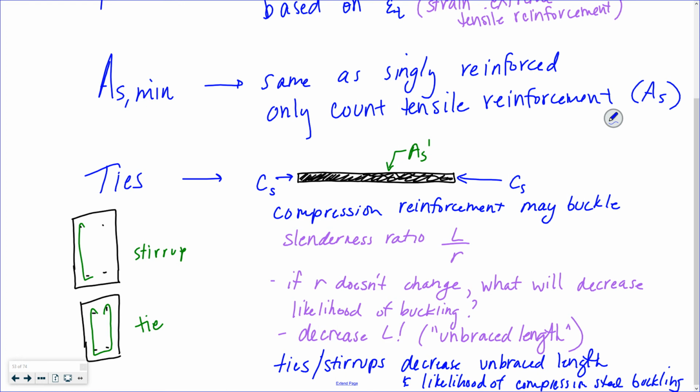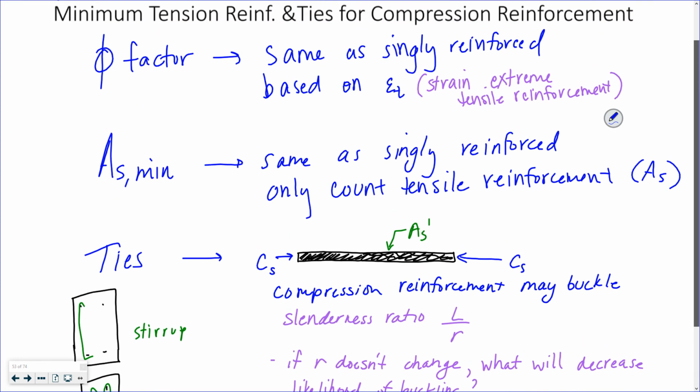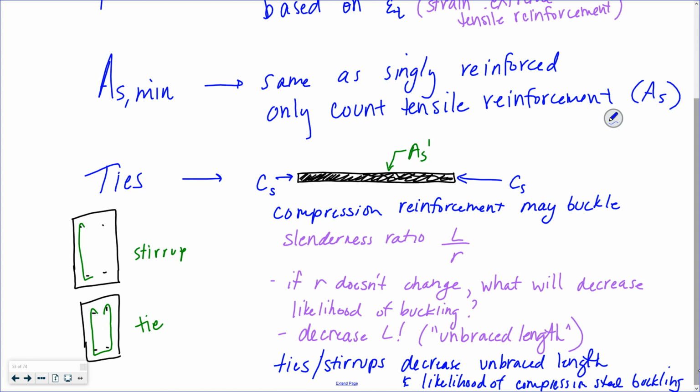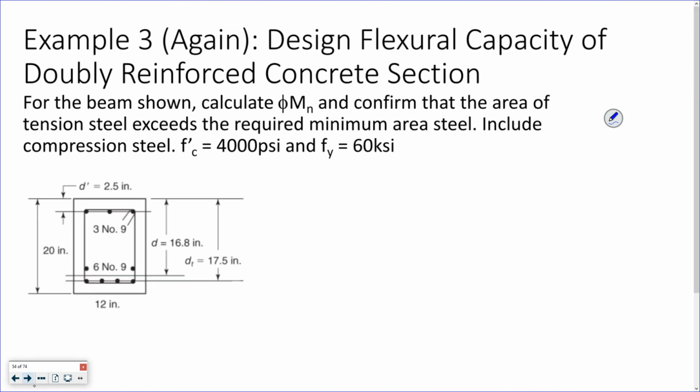Yeah, okay. So, that's just a summary of our phi factor and our minimum tension reinforcement. Neither of those change if we add compression steel. And why we would add ties is to make sure that our compression reinforcement doesn't buckle. Plus, we might need them again anyway. So we just did this example, but now we're going to take into account the effect of the compression steel.